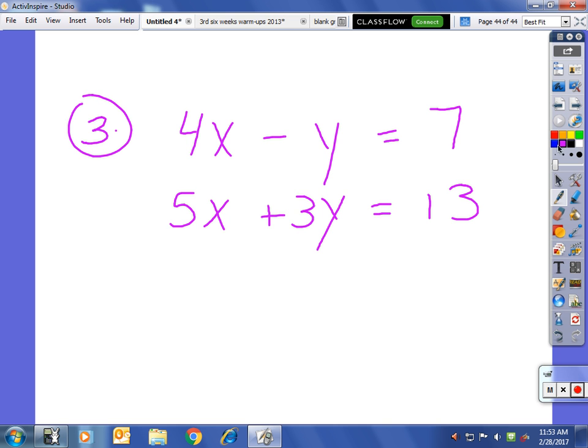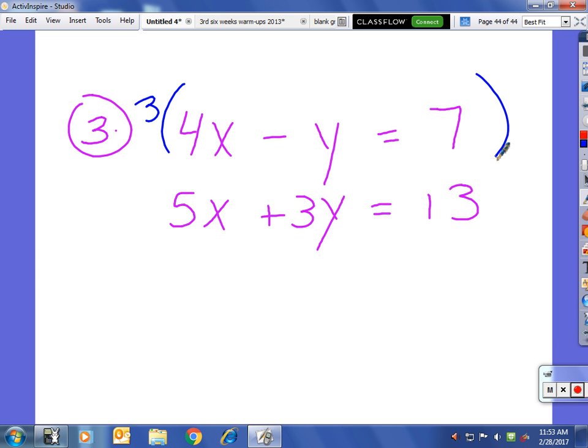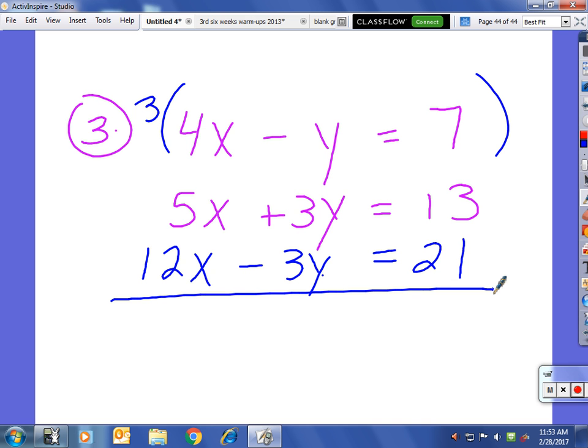So yes, that's a great answer. Good job, Ryan. I would definitely multiply the top equation by 3. Now that's completely legal if you do it to the whole equation. And that equation is now going to look different, but it's going to be the same equation. Eric, tell me what the new equation looks like. Thank you, Eric. 12x minus 3y equals 21. Sure enough, now my y's will cancel or be eliminated when I add these together.